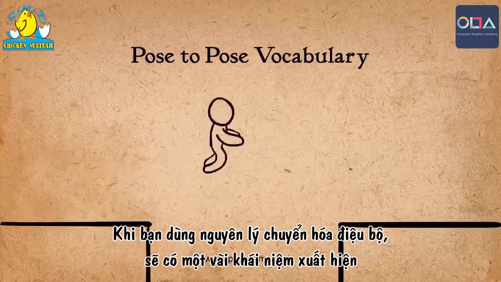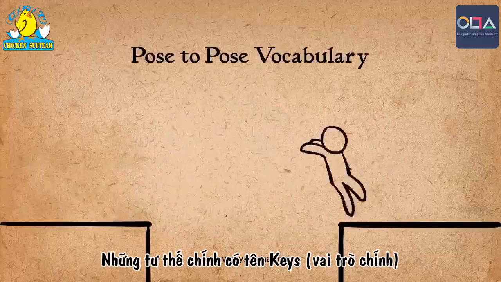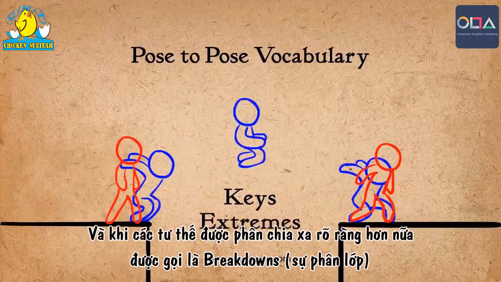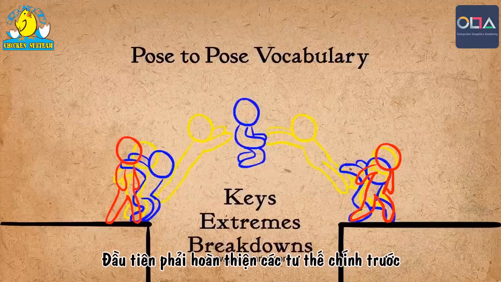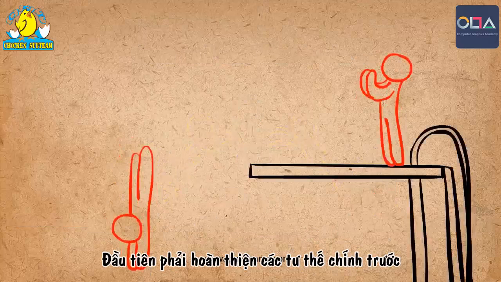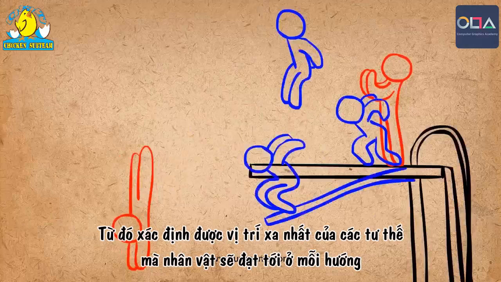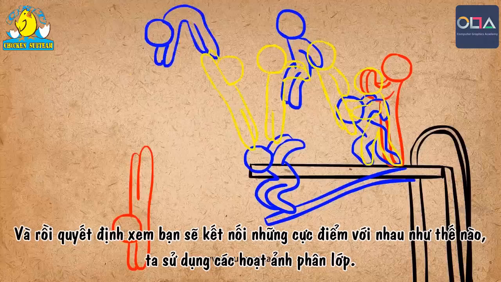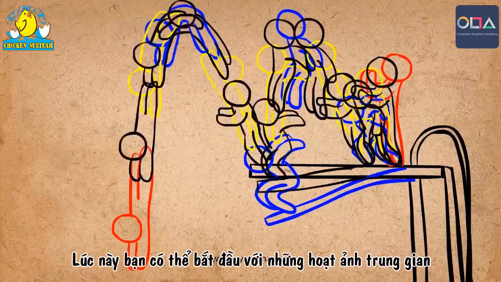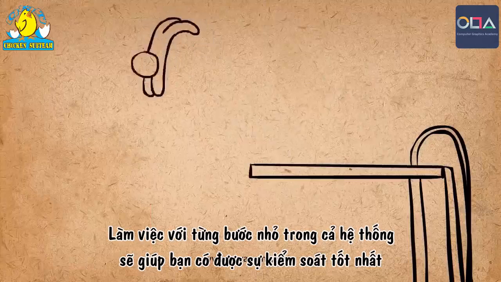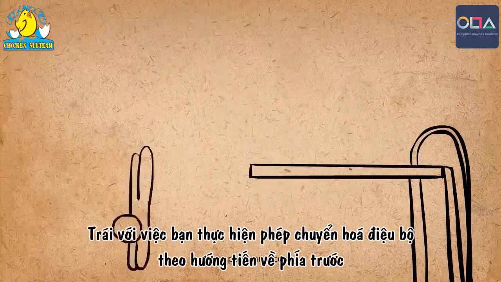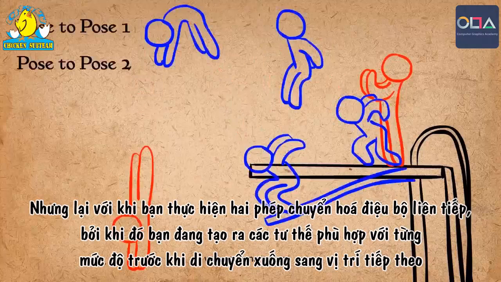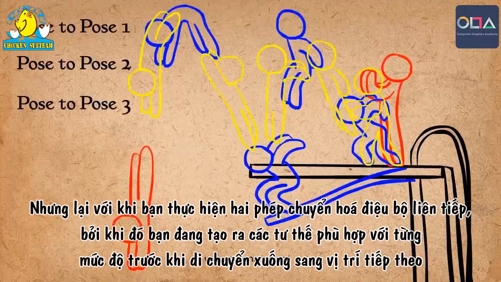When you work pose to pose, there's some vocabulary that goes into it. There are main poses called keys, secondary poses called extremes, and further broken down poses called breakdowns. Make the keys first, perfect them, then decide the farthest the character will go in each direction using extremes, and then decide how you want the extremes to connect using breakdown poses. At this point, you can start in-betweening. Working with this sort of hierarchy will give you the most control, as opposed to doing your pose to pose straight ahead, so to speak. This is like pose to pose within pose to pose, because you are perfecting the poses at each level before moving down to the next level.